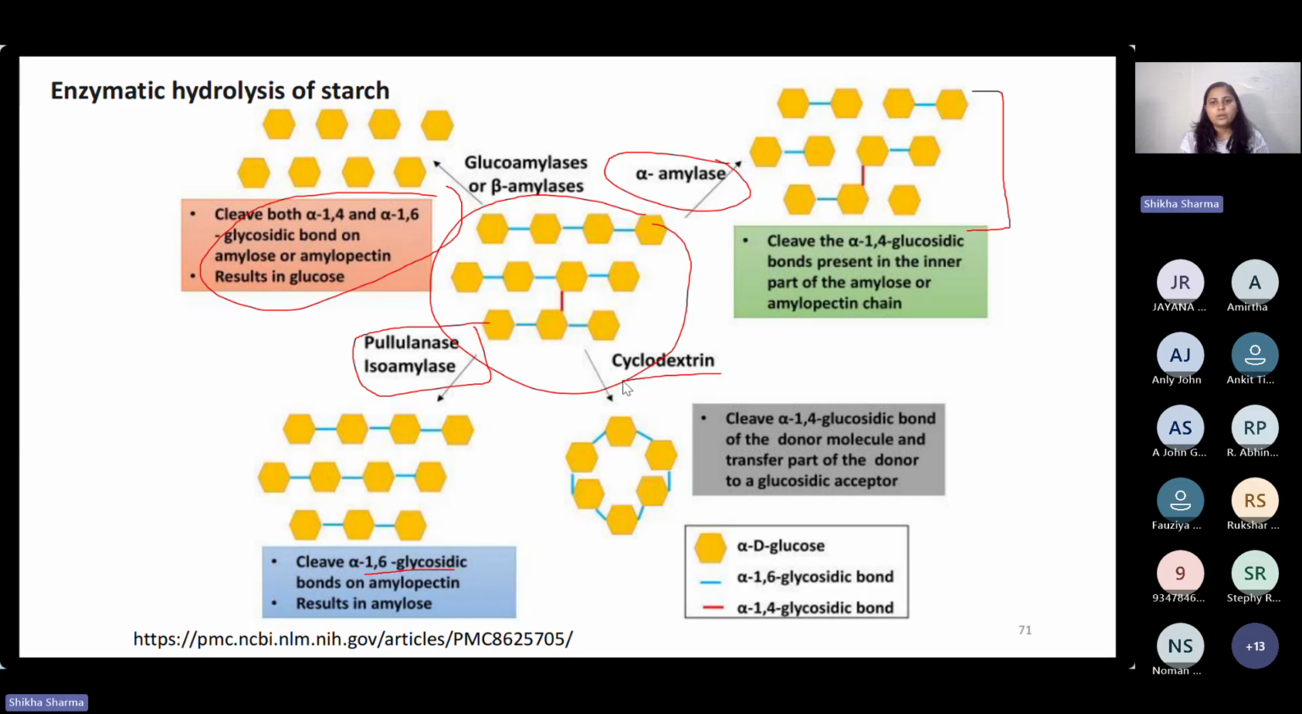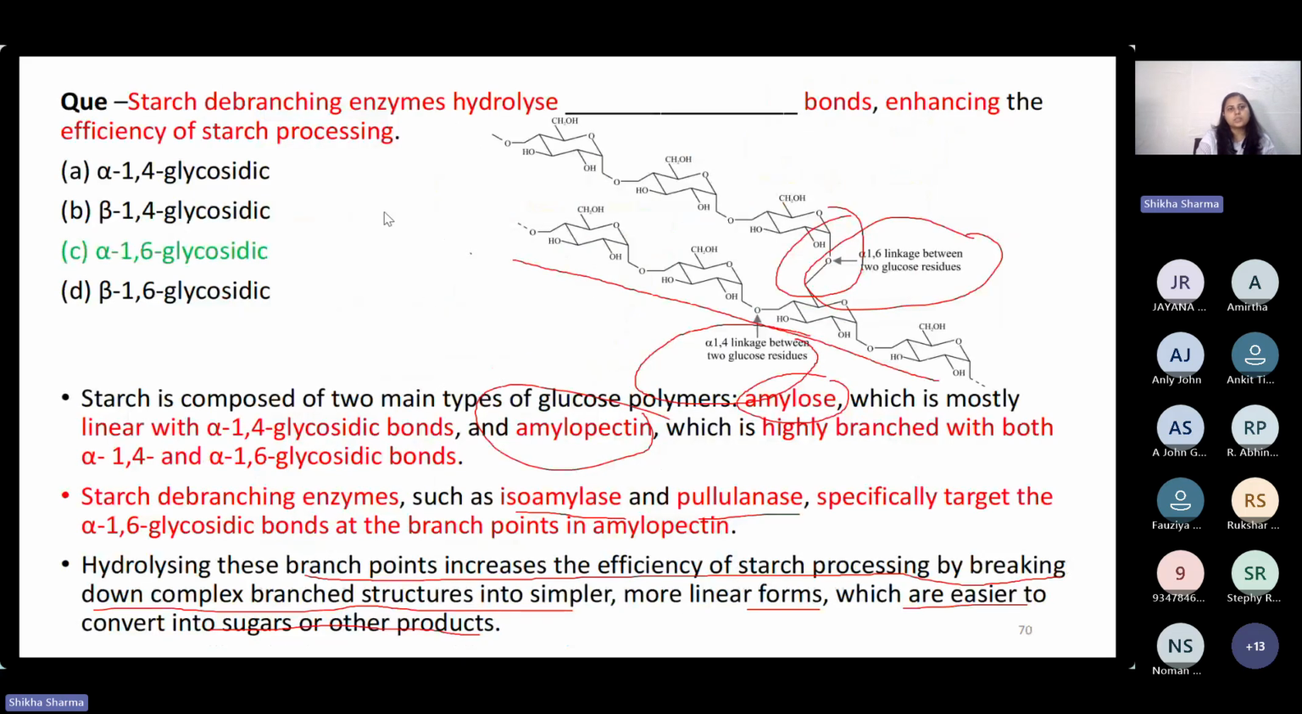And if cyclodextrin glycosyltransferase is there, it is going to cleave the alpha 1,4 glycosidic bond of the donor molecule and transfer part of the donor to a glycosidic acceptor. So it is going to form some cyclic structure. So here answer C is correct, the 1,6 bond.